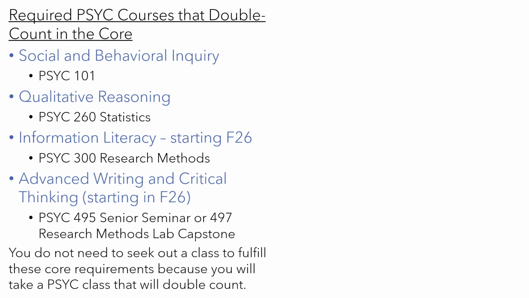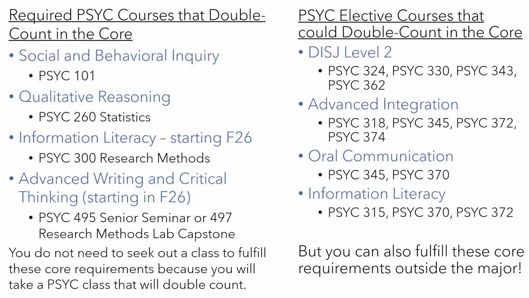That essentially means you do not need to seek out a separate class to fulfill either advanced writing or critical thinking, because you will get that core attribute once you finish your psychology degree. The department also has several classes that double count in other core attributes, but these are psychology electives.